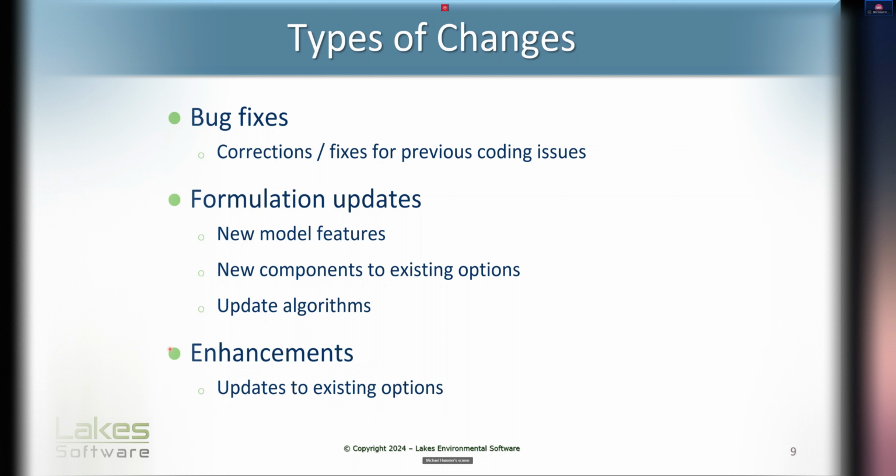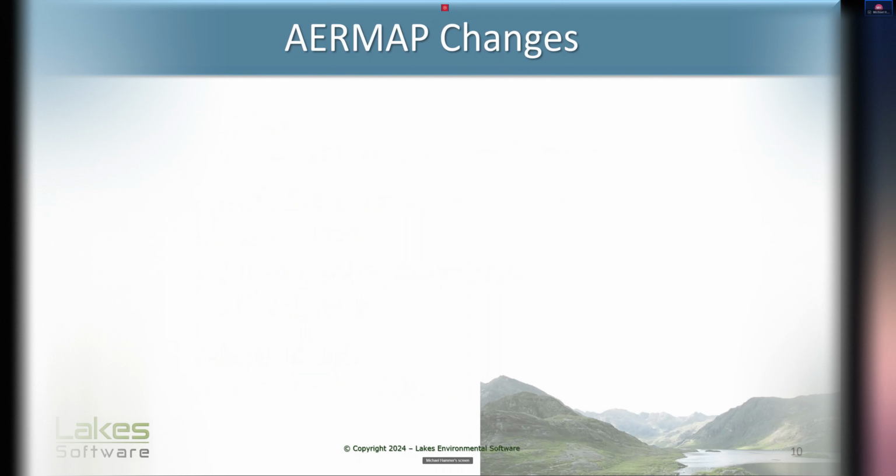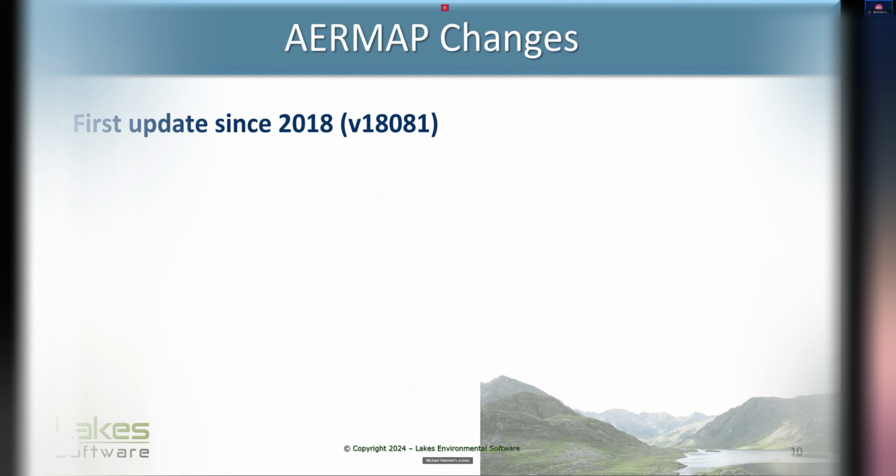So let's look at the changes that were implemented to the AERMOD modeling system with the 24.142 updates, starting with AERMAP. Now, the most significant thing about the AERMAP change is that this is the first update to this program in quite some time, nearly 7 years since the last update, and that 18.081 version of AERMAP was a fairly minor update that just did some internal formatting to the input file and output file.